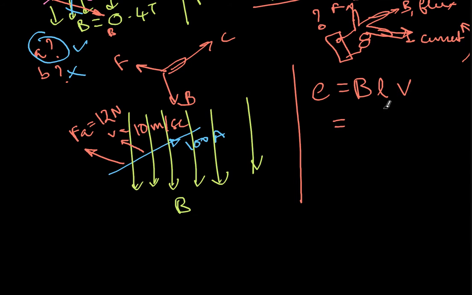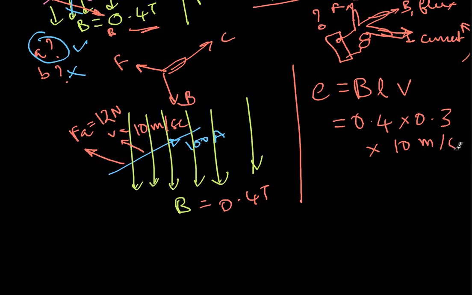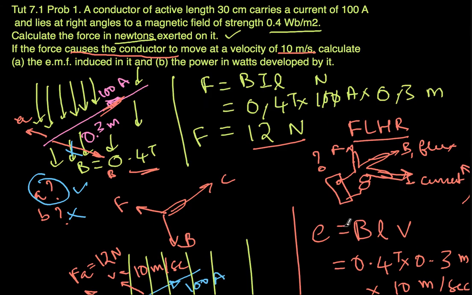BLV. Okay. So B is flux density, that is already given, 0.4 Tesla. Active length is 0.3 meters, and then velocity is 10 meters per second. So this is in meters, this is in Tesla. So if you calculate this, you will get 1.2 volts. 4 into 3 is 12, and then 2 decimal points, but 1 decimal point we cut here, so it is 1.2 volts. So 1.2 volts of EMF is induced in this conductor. Okay. So that is the answer to the question.